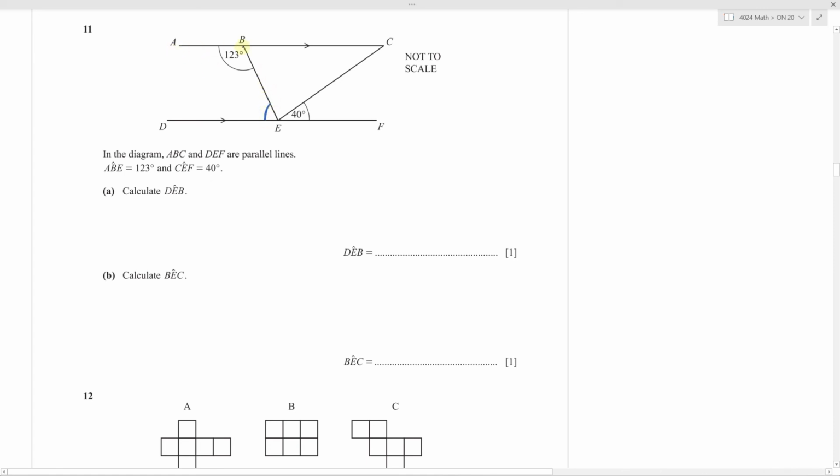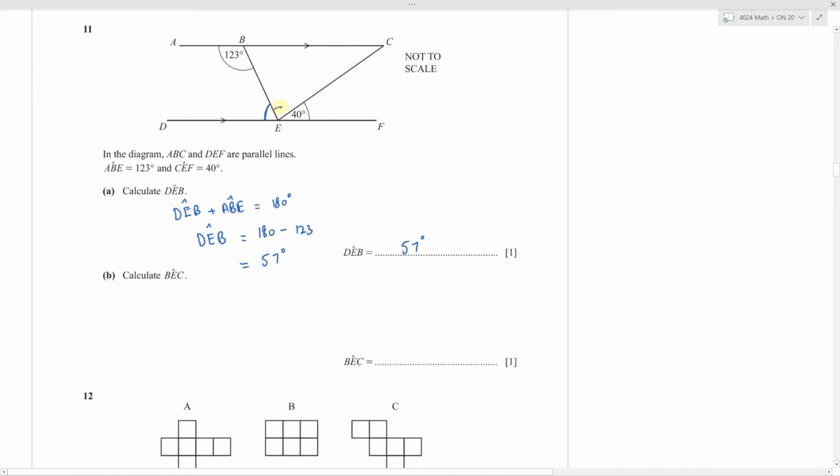If you look at angle ABE and angle DEB, they are two interior angles of these two parallel lines ABC and DEF. We know that the sum of interior angles of parallel lines is 180 degrees. So DEB plus ABE angle will sum up to 180 degrees. So DEB will be 180 minus ABE, which is 123, and 180 minus 123 will give you 57 degrees. So your angle DEB is 57 degrees. The next part is calculate angle BEC.